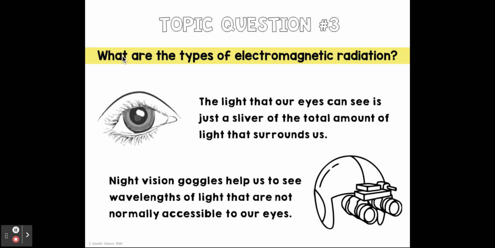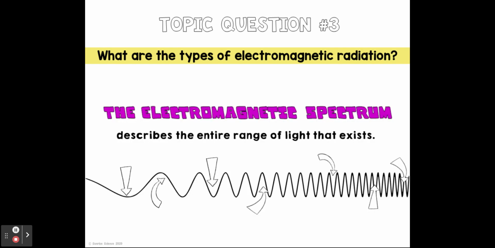Question 3, what are the types of electromagnetic radiation? The light that our eyes can see is just a sliver of the total amount of light that surrounds us. Night vision goggles help us to see wavelengths of light that are not normally accessible to our eyes. We just talked about that in the last video. When we looked at the whole spectrum, we can only see somewhere about in the middle, which is visible light. And here's what the waves look like in the electromagnetic spectrum. The electromagnetic spectrum describes the entire range of light that exists. And we could probably see about right here.